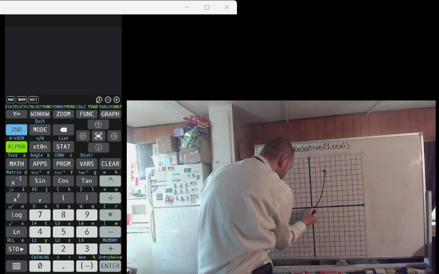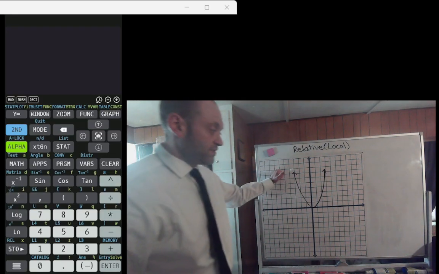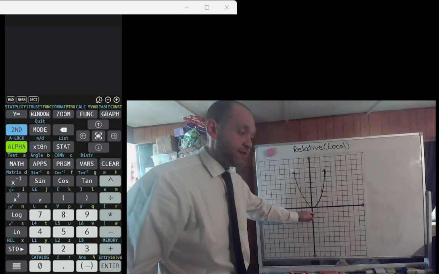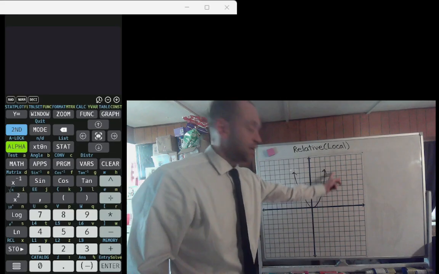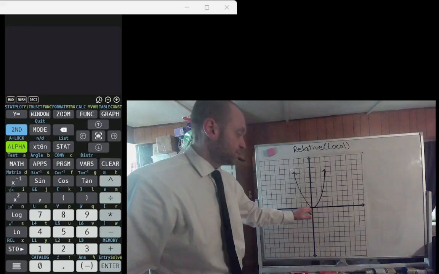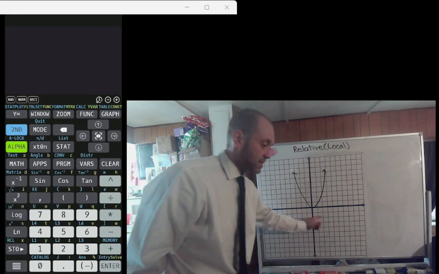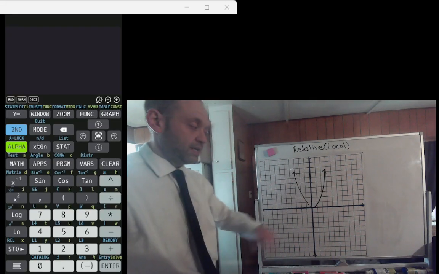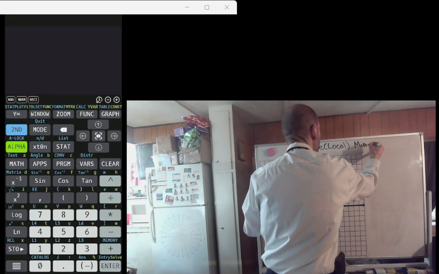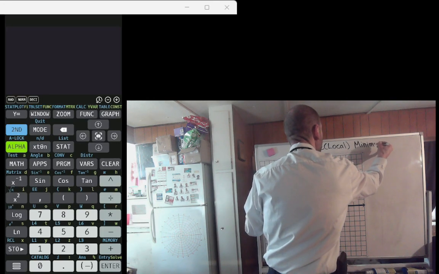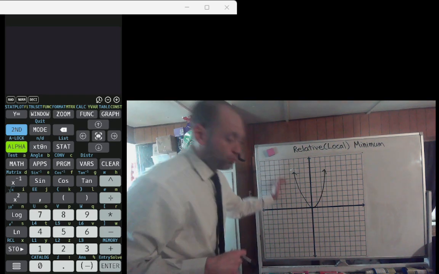Well, let's draw our favorite thing, a parabola again. So you see from negative infinity to 0, my y value is actually decreasing. And then from 0 to infinity, my y value is increasing. I'm at the bottom of a valley. When I go from decreasing to suddenly increasing, I'm at the bottom of a valley. That's my relative or local minimum, also known as the local minimum.